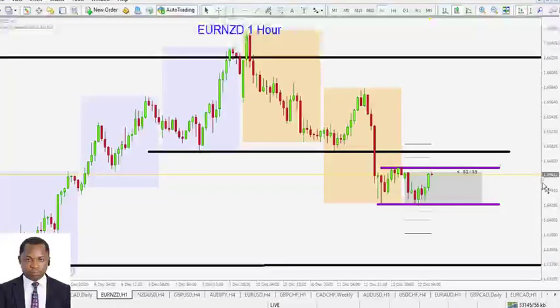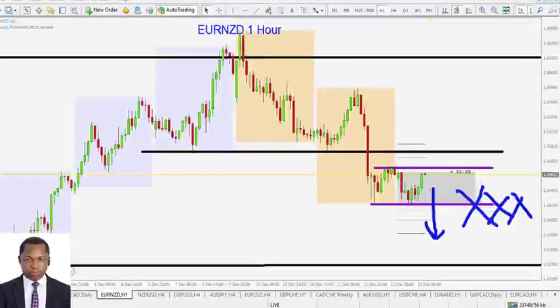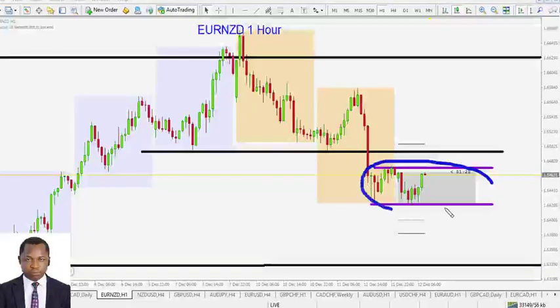Okay, again, I will not want to go short in this pair. I wouldn't want to go short. It is around an area. We must be careful going short. So let's wait to see the breakout.